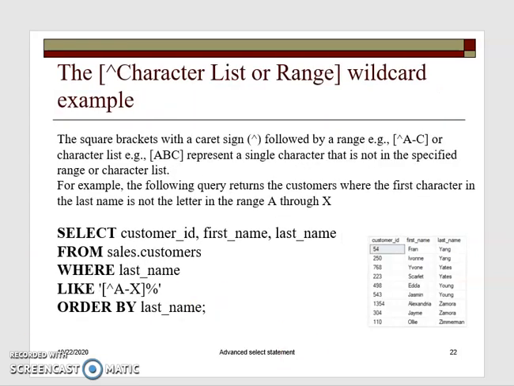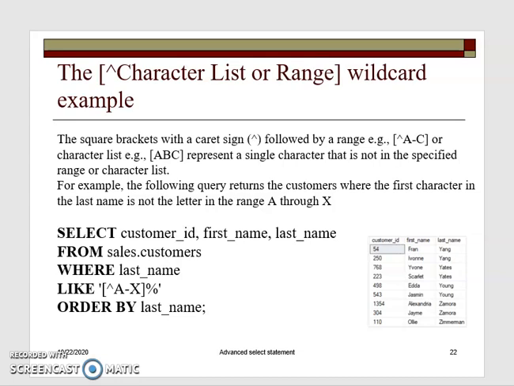Then we have the last pattern that we use: the square brackets with the caret sign followed by a range or character list. For example, A, B, C represents a single character that is not in the specified range or character list.